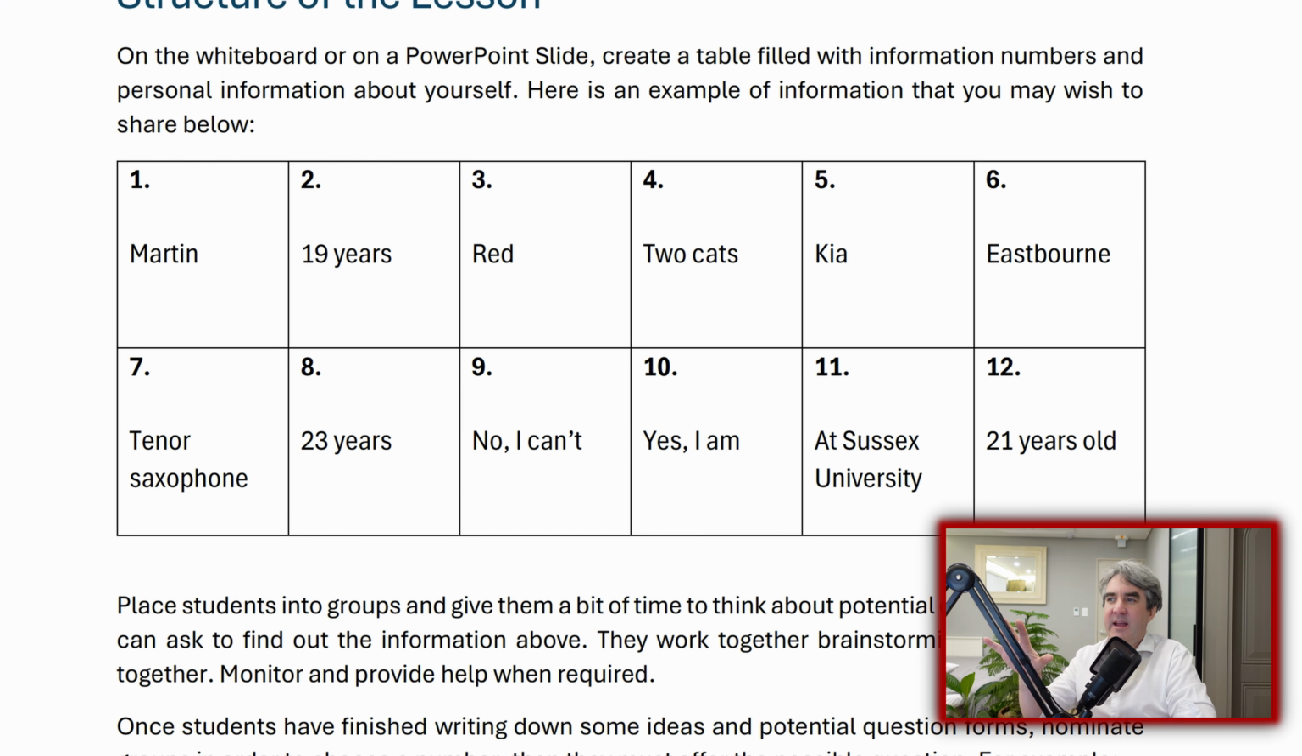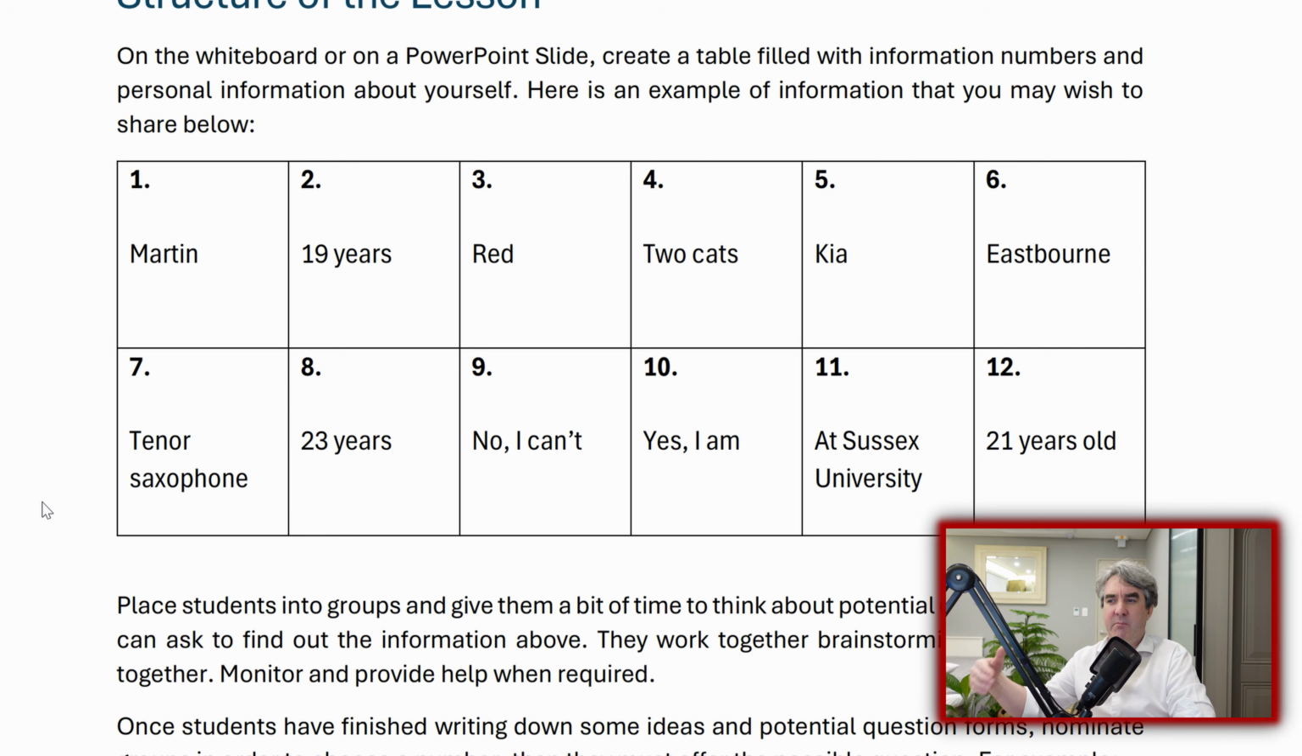So to structure it, on the whiteboard or a PowerPoint, I would share a particular table, and you can see here on this worksheet an example, a sample here. And I've numbered 12 tables, so 1 to 12, and personal information. Place students into different groups, either small groups, 3s or 4s preferably, and for each information that's shared in each box, so 1 to 12, you get the students to think about what are the questions for that particular box.